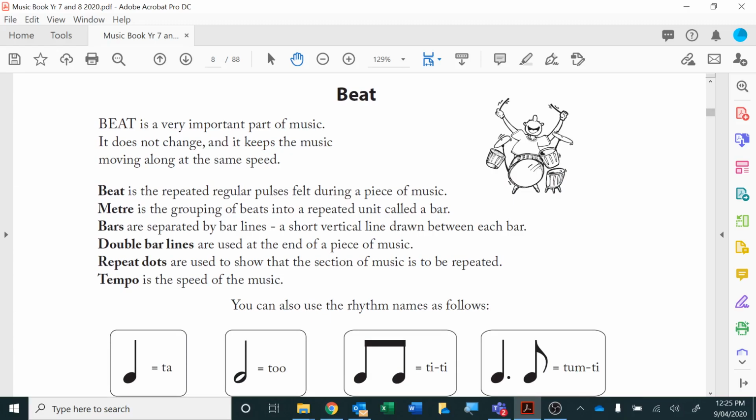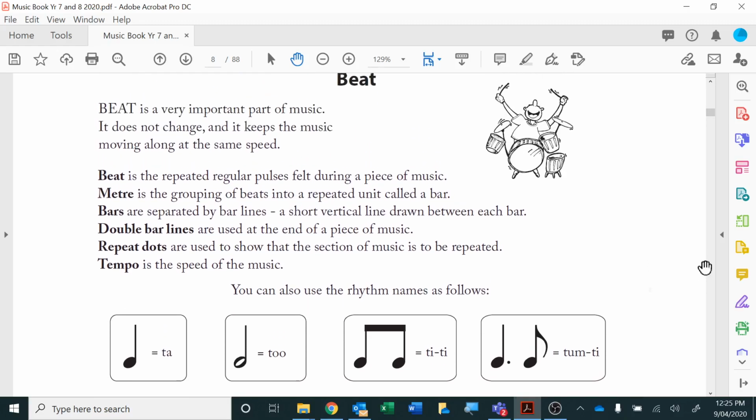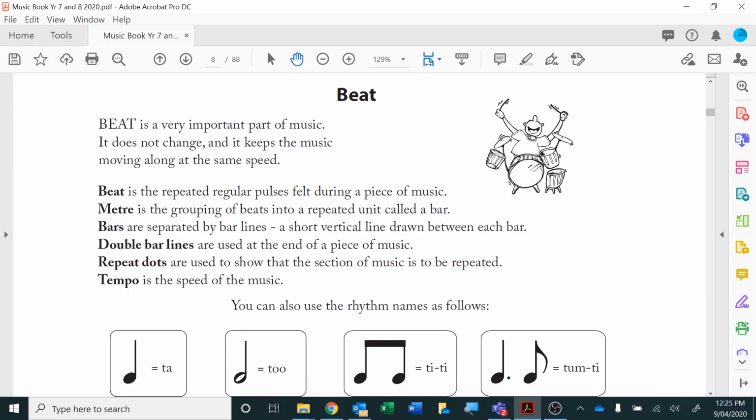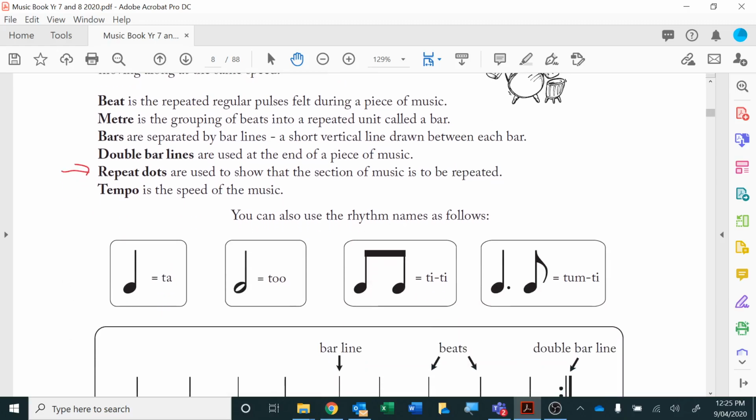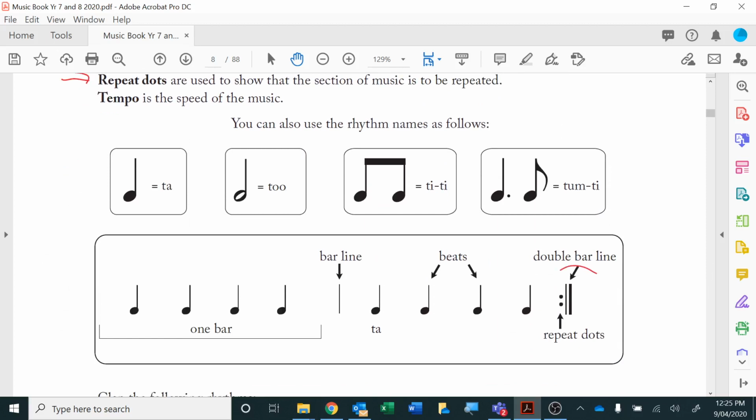Beat is a very important part of music. It doesn't change and it keeps the music. We've done a bit of this in the first video. So if you're not too sure about that, go back to that one and watch it. Now, repeat dots are used to show the section of the music is to be repeated. We'll work on that later. And there's some here. So you need to do that twice.